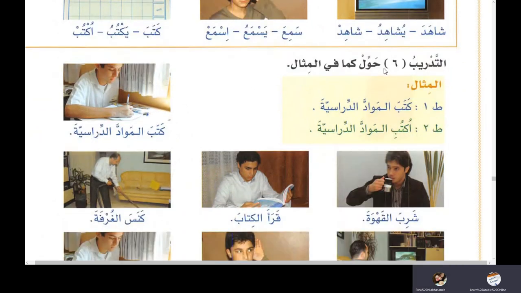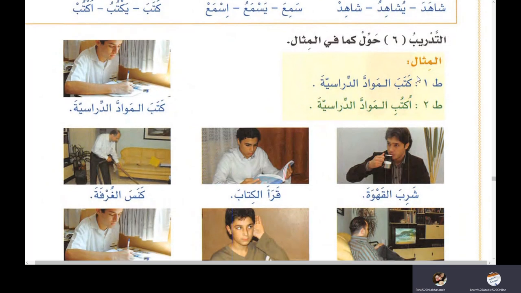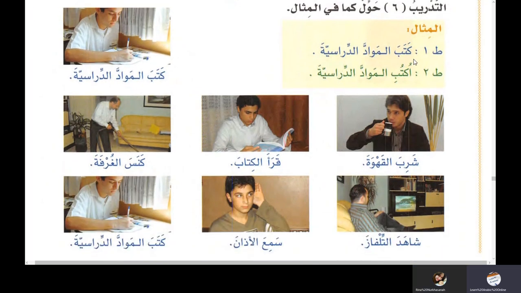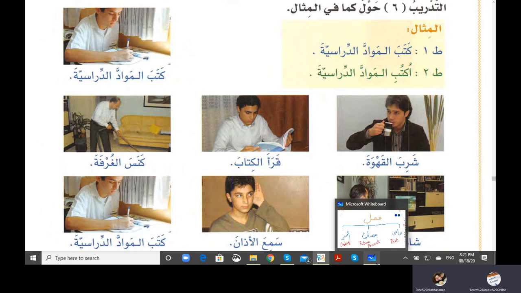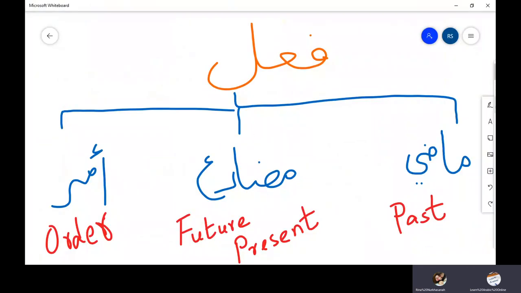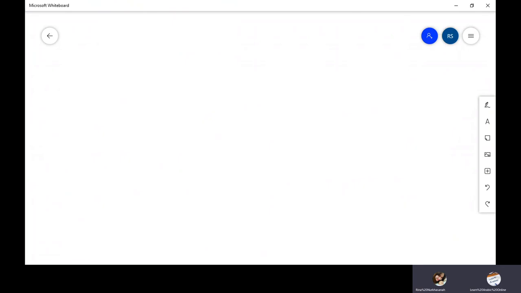And Tadrib number six: change as in the example. So here he's asking you to change fil madi into fil amr. Okay. Do you know how to change fil madi into fil amr? This is a new thing. First, fil madi is changed into mudari.